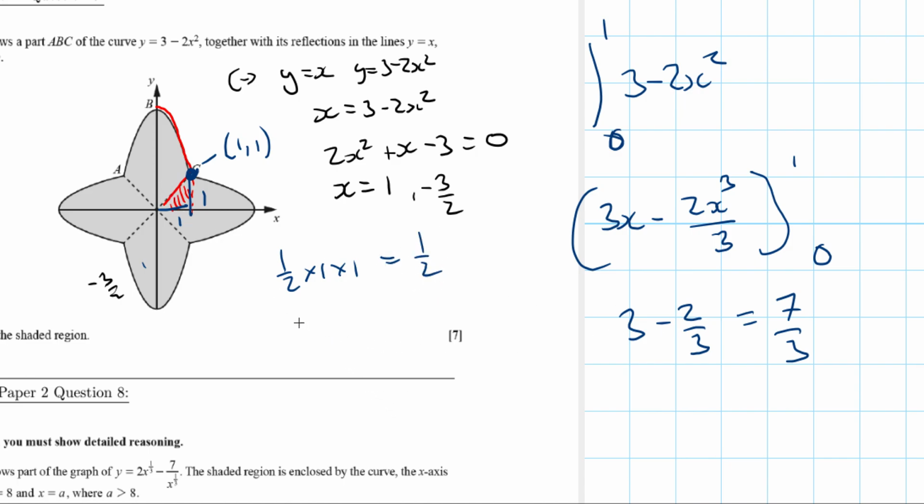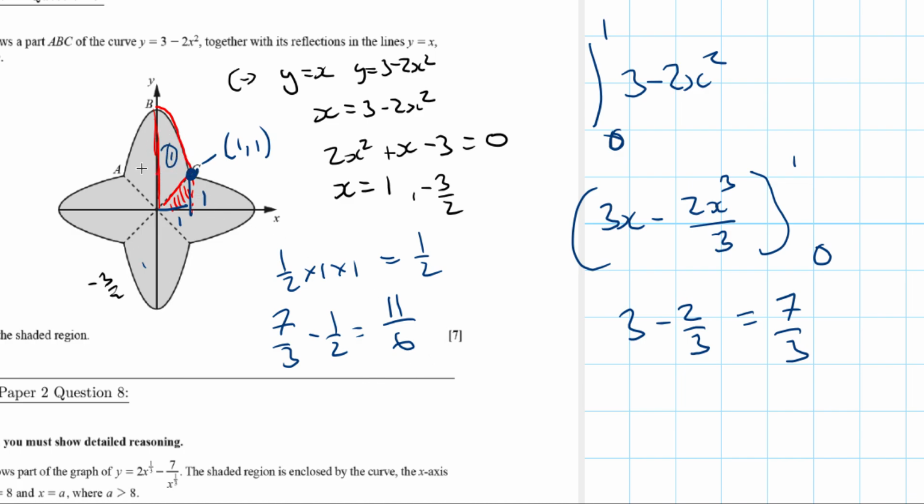So we're going to subtract that away from 7 over 3. So 7 over 3 minus a half is equal to 11 over 6. And that's going to be our area of the shape, not the crossed out section, but the clear one surrounded here. So our area 1.